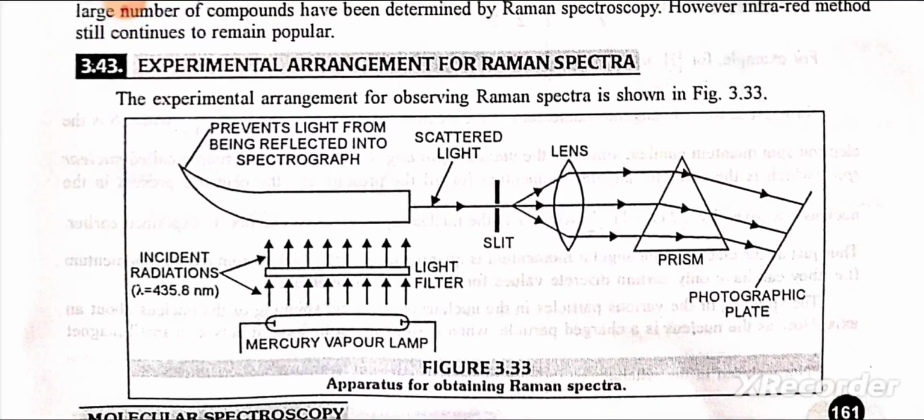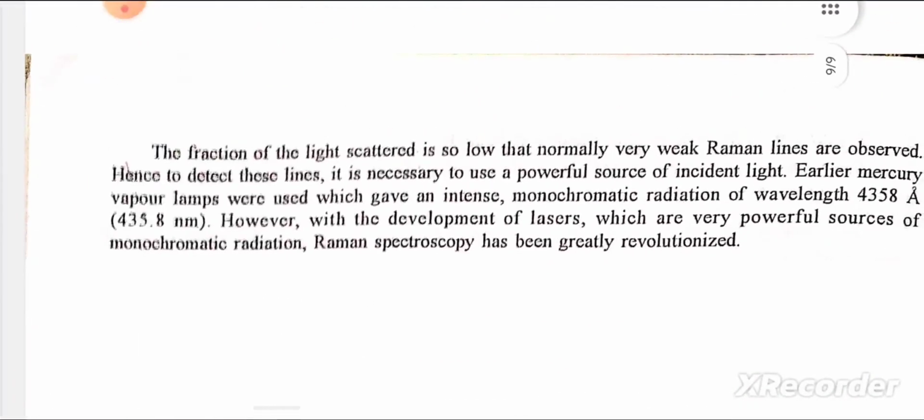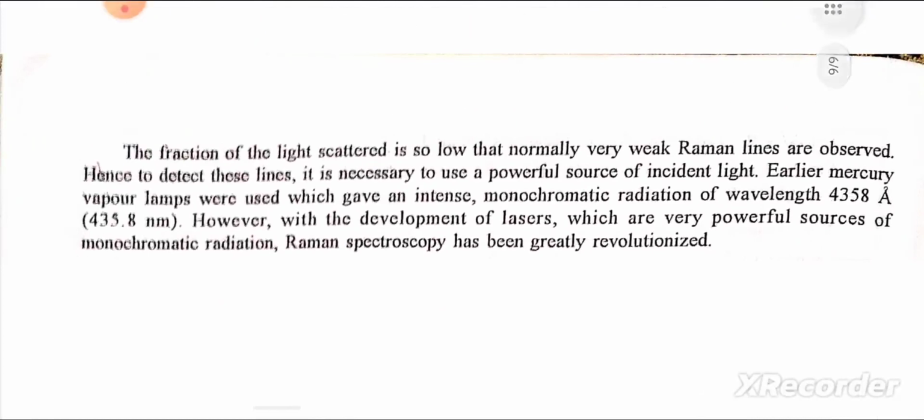Experimental arrangement for Raman spectra. The fraction of the light scattered is so low that normally only very weak Raman lines are observed. Hence, to detect these lines, it is necessary to use a powerful source of incident light. Earlier, mercury vapor lamps were used, which gave an intense monochromatic radiation of wavelength 4358 angstrom, that is 435.8 nanometer. However, with the development of lasers, which are very powerful sources of monochromatic radiation, Raman spectroscopy has been greatly revolutionized.